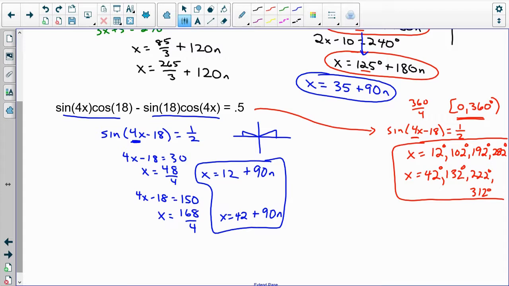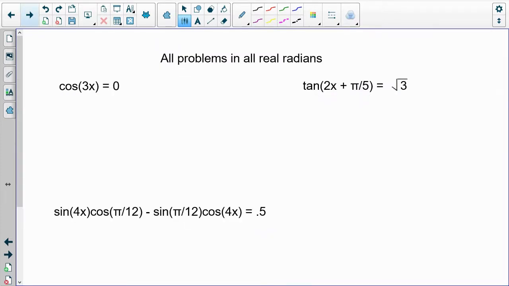So I actually end up with 8 answers in this particular modified problem where I have to have answers between 0 and 360. It's also worth noting that if I changed this to have answers between, let's say, negative 180 and 180, not only would I have to add 90, but then once I got to 102, I would have to stop and I would have to subtract values in order to get things to be between the interval that I actually wanted.